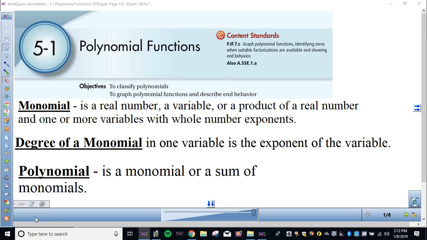Okay, so monomial. I'm just going to read the definition as it says here. A real number, variable, or a product of a real number and one or more variables with whole number exponents. Like, that's just in and of itself confusing. If you were to give this to an LA teacher, they would just destroy you for too many commas. Like, it's just not a very good sentence.